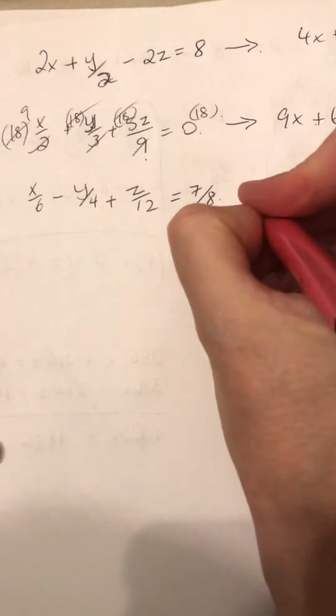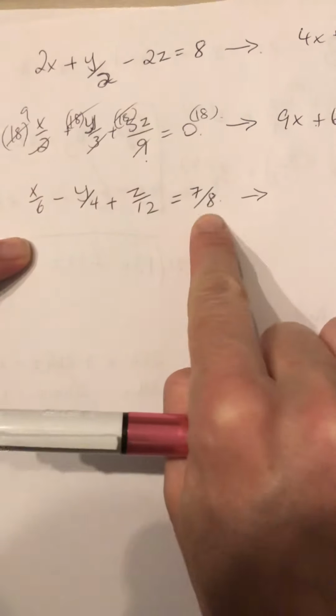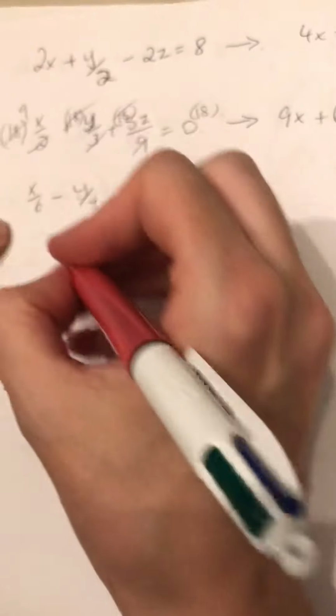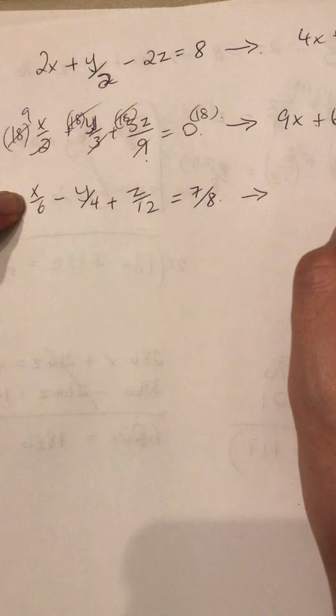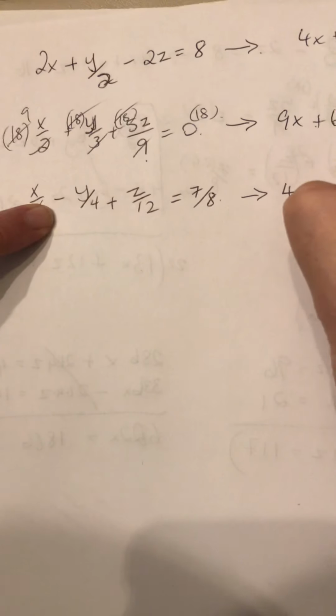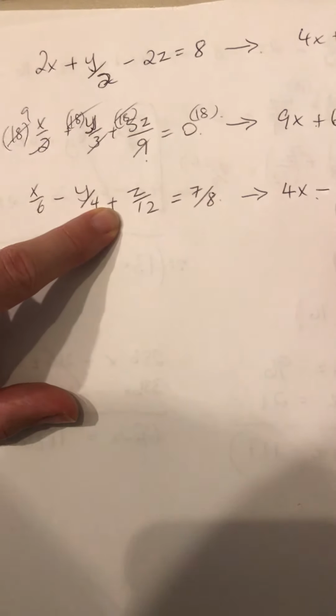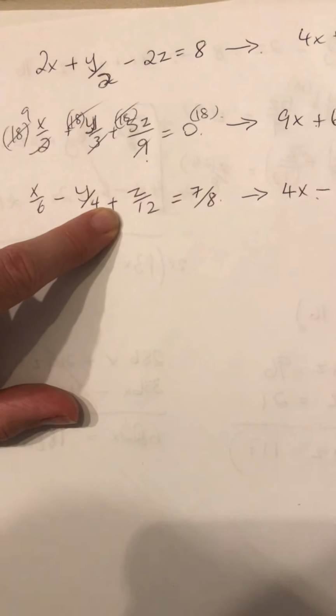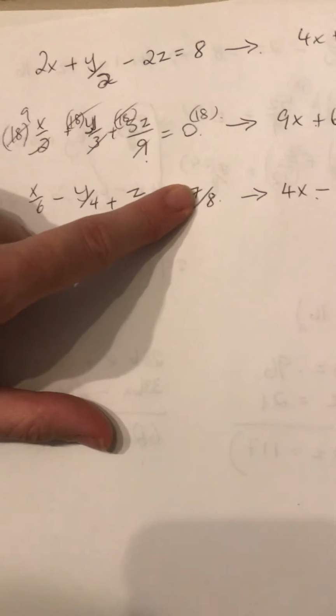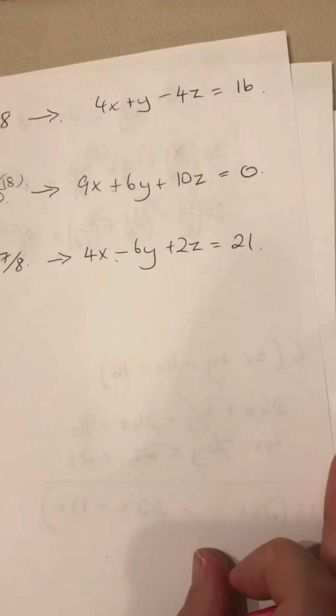And then this one I'm going to multiply by 24. That's something that they all have in common. So if I multiply this one by 24, 6 goes into 24 4 times, 4x. 4 goes into 24 6 times, minus 6y. 12 goes into 24 twice, 2z. And 8 goes in 3 times, 7 is 21. There's my 3 equations that I'm going to work with now.